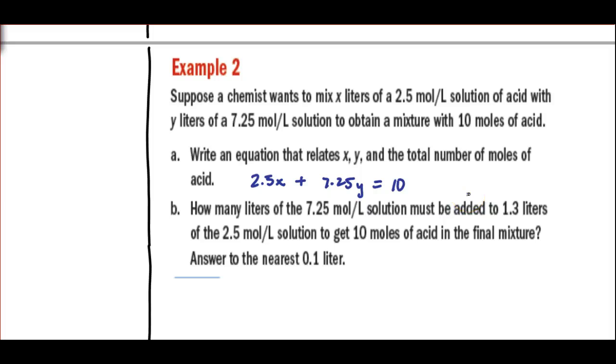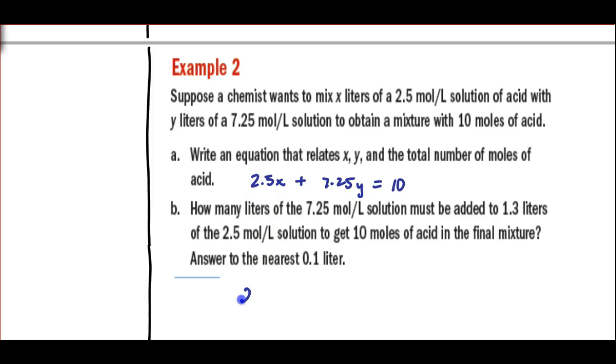In part B, it says how many liters of the 7.25 moles per liter solution must be added to 1.3 liters of the 2.5 moles per liter solution to get 10 moles of acid in the final mixture. Round your answer to the nearest tenth of a liter.